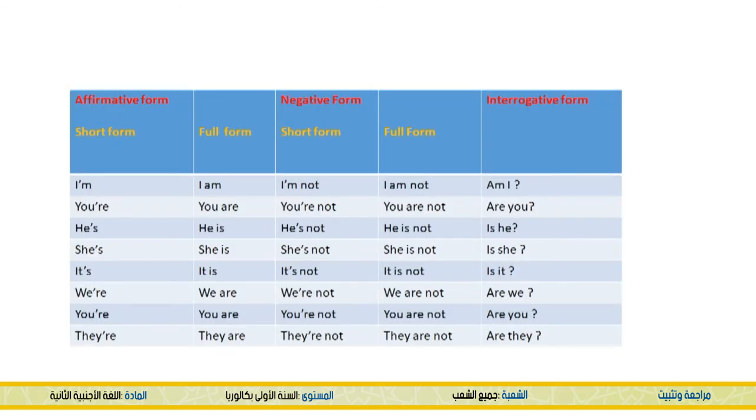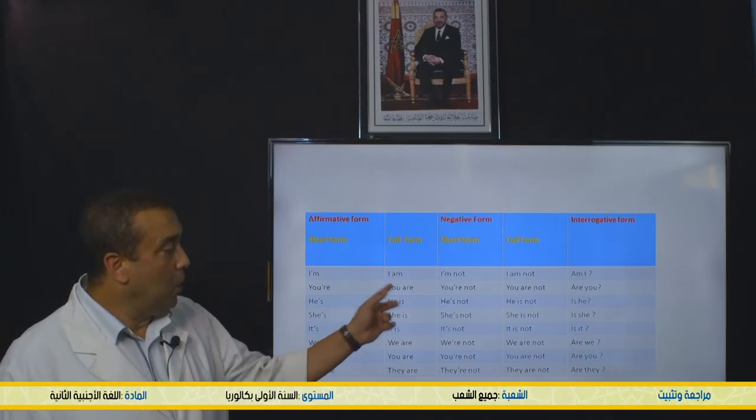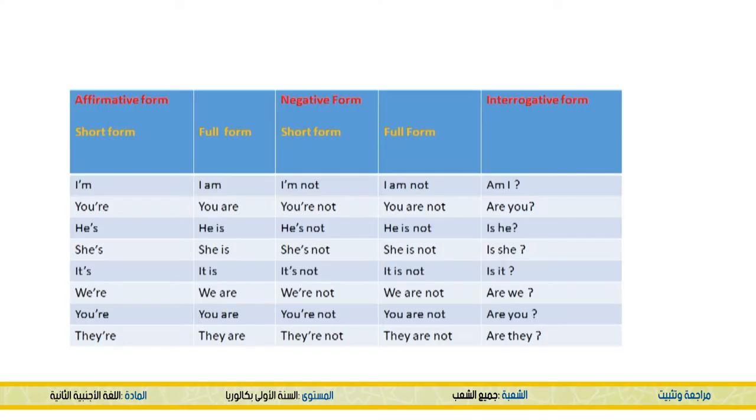Now here, as you can see in these columns, in the affirmative form, short form: I'm, you're, he's, she's, it's, we're, you're, they're. The full form is as follows: I am, you are, he is, she is, it is, we are, you are, they are. And the negative form, short: I'm not, you're not, she's not, it's not, we're not, you're not, they're not. In the negative form, full form: I am not, you are not, he is not, she is not, it is not, we are not, you are not, and they are not.